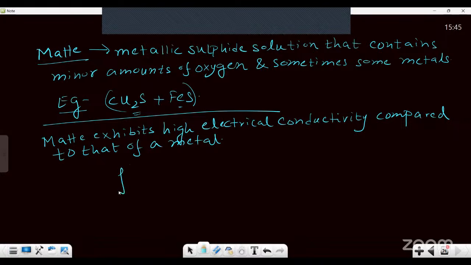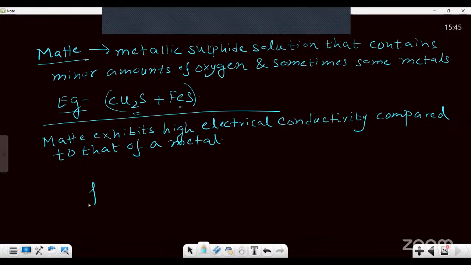So you can see the electrical conductivity. If I talk about the electrical conductivity, then metal possesses high electrical conductivity compared to that of the matte. So this is it.